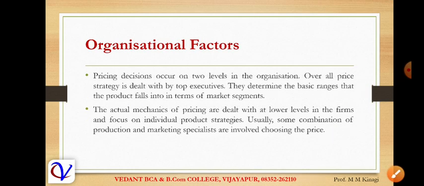Then there are the organizational factors. Pricing decisions occur at two levels of the organization. Overall price strategy is dealt with by top executives. They determine the basic ranges that the product falls into in terms of segments. So here we need to take care of various things like organizational factors. Many organizational factors will be there, maybe the product life cycle, or the organizational factors we are talking about.